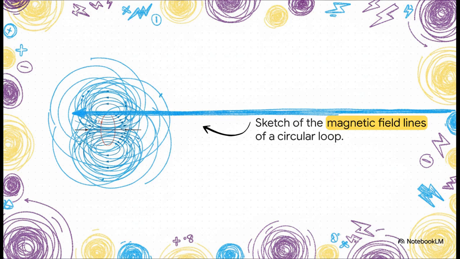Notice how the lines behave here. When you're really close to the actual wire, the lines are almost perfectly circular, just like the straight wire we looked at earlier. But as you move toward the center of the loop, the fields combine, and one specific, perfectly straight field line shoots right through the central axis of the loop.